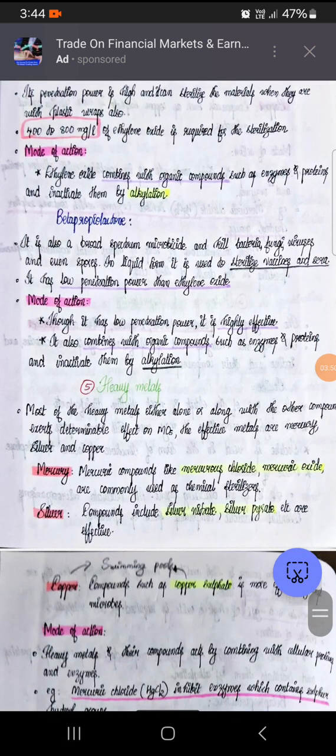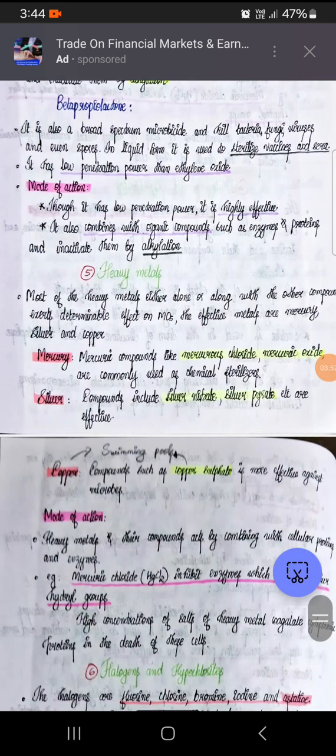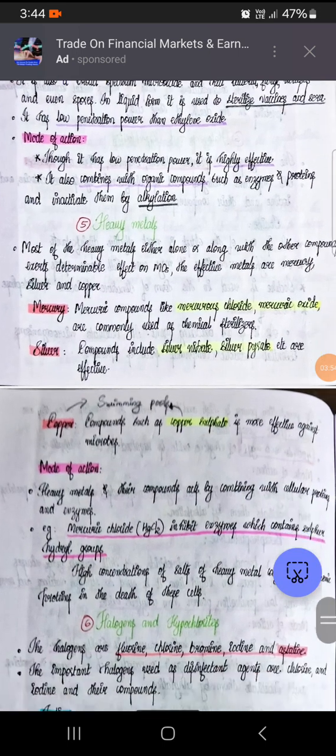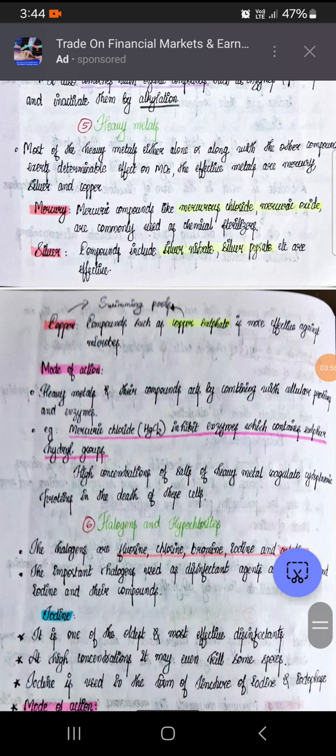Metal ions. Most commonly used metal ions are mercury, silver, and copper. The mode of action is that mercuric chloride inhibits enzymes which contain sulfhydryl groups. Generally, heavy metals and their compounds act by combining with cellular proteins and enzymes.